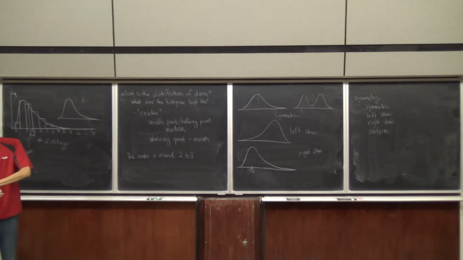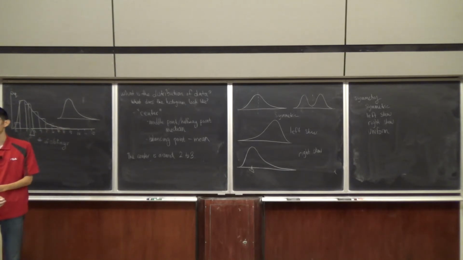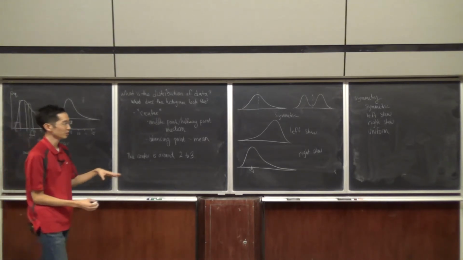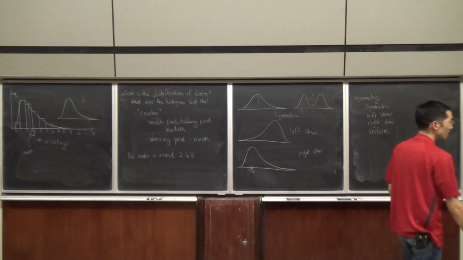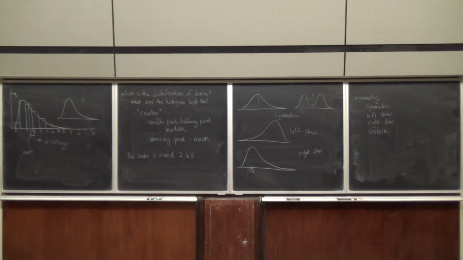Can you think of anything else that might be right skewed or left skewed for that matter? So remember, we're thinking of a numeric variable. We're talking about either left or right. Yes? How many times somebody drinks water a day?